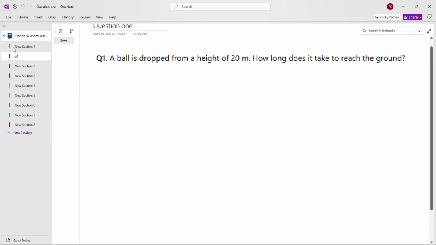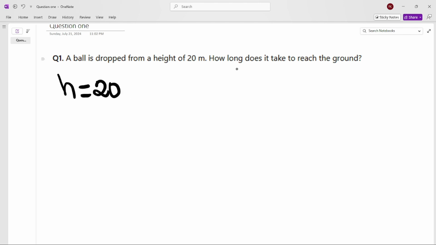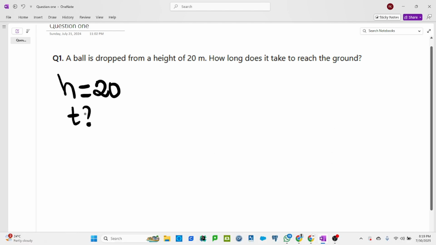Yes. Sure. So now let's look at the first question. A ball is dropped from a height of 20 meters. So we have to write our parameters as usual. So height is equal to 20. How long does it take? They are looking for the time. How long does it take to reach the ground? We have H and G.